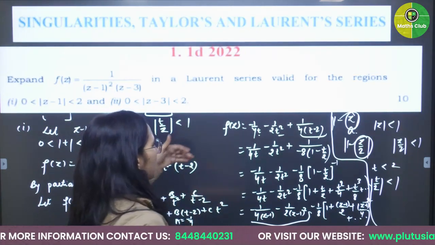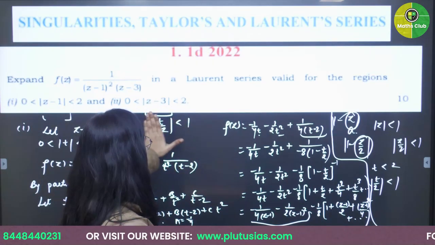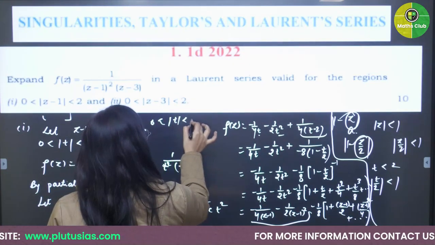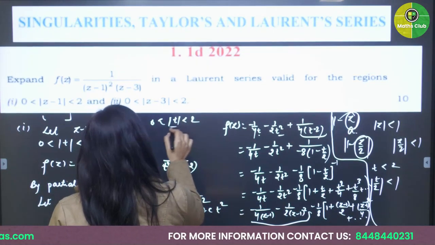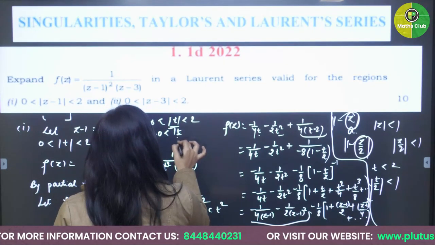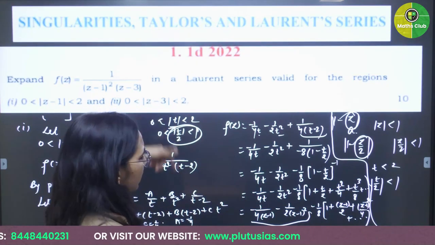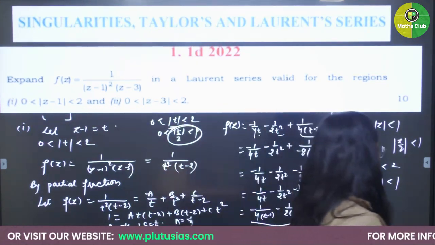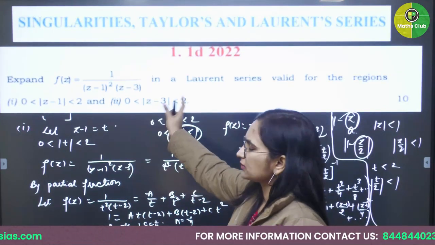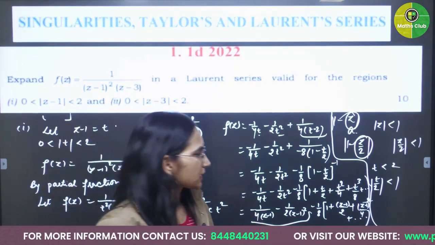और वो हो जाएगा t plus 2 होगा ना, 2 common लेना, t by 2 है, this is already less than 2, because the region is mod of t less than 2. And if you take divide by 2, then it would be mod of t by 2 less than 1. Hence, you can expand in the terms of t by 2, and then in the last, again substitute z is equal to z minus 3, and this is how you need to expand.